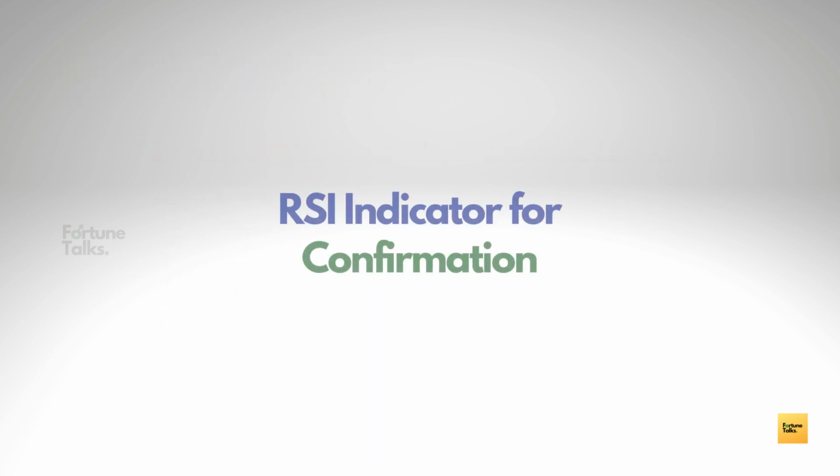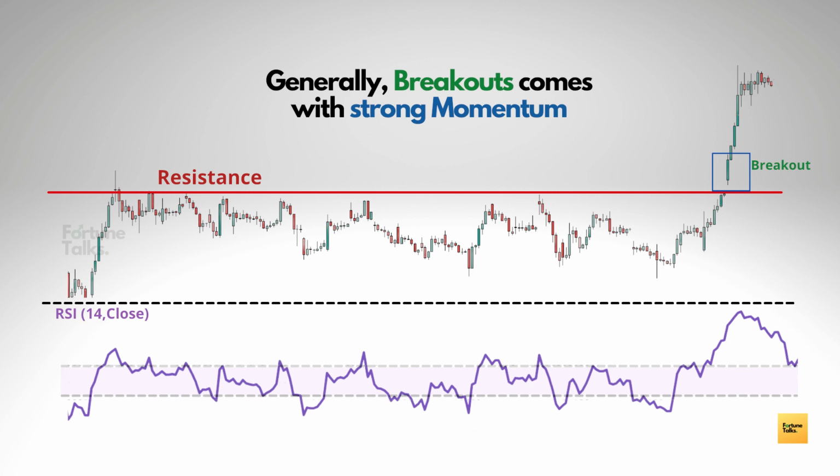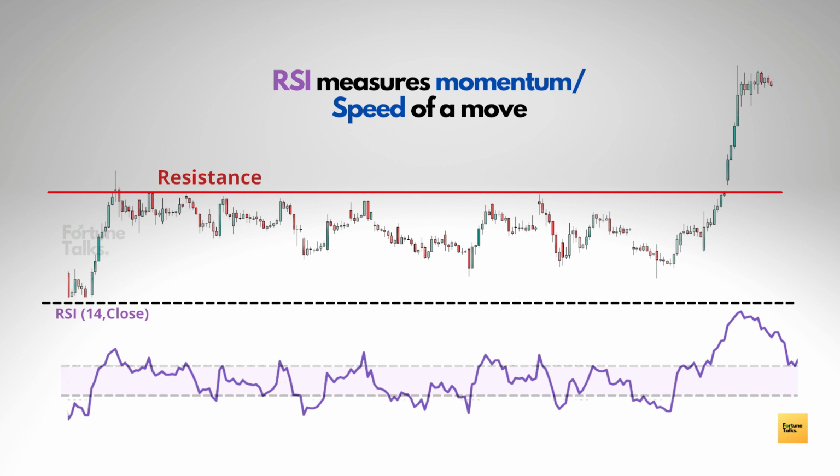Now we will look at a faster way to get a breakout confirmation using an indicator, which will give us an immediate yes or no confirmation as to whether we can rely on this breakout or not. So we have to add the RSI indicator or the relative strength index indicator in our chart. When we are looking for a breakout, we are expecting the breakout to come with a degree of momentum, and we will use the RSI indicator to find that momentum.